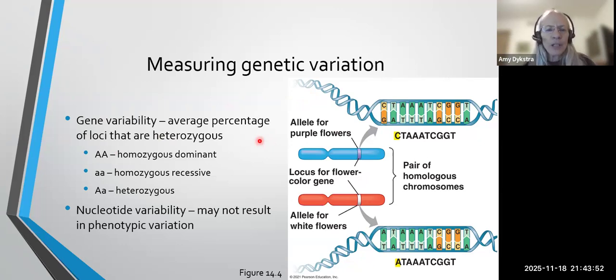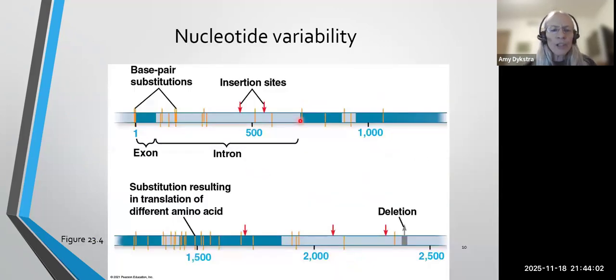Another way of measuring genetic variation is to try to measure nucleotide variability. And so I want to show you a picture of one gene. So this is one gene, and in this figure, we've just divided it in half. So this gene goes all the way from here to here. And in your textbook, it's one long gene. But just to make it fit on the slide easier, we've split it in half.